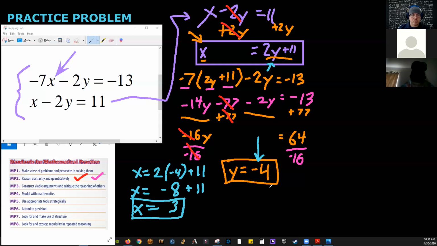So apparently these two lines are going to crisscross at 3, negative 4. Those are our x and y values. There it is.